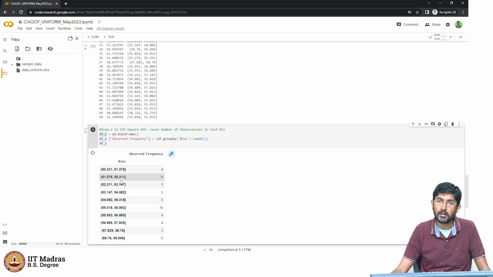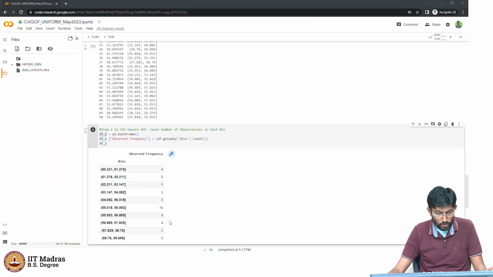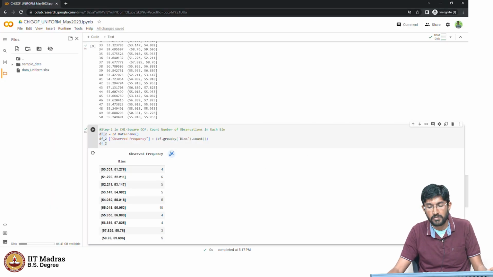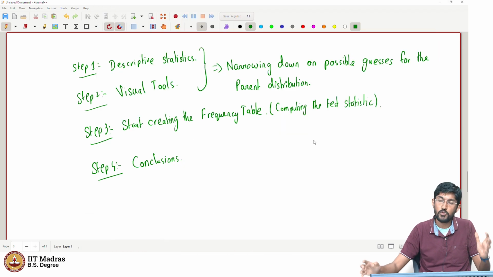So if I similarly, as an exercise, do it for the data set that is given to you, check for this bin whether you are getting 5 observations, for this bin whether you are getting 10 observations, right? So this is going to be the observed frequency. Now using this, I must compute the expected frequency, and for a uniform distribution there is something very beautiful that will happen.